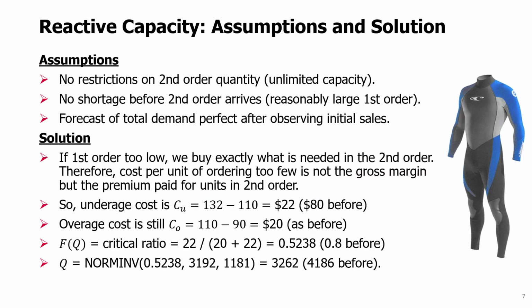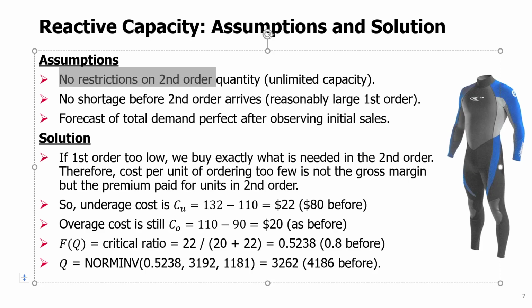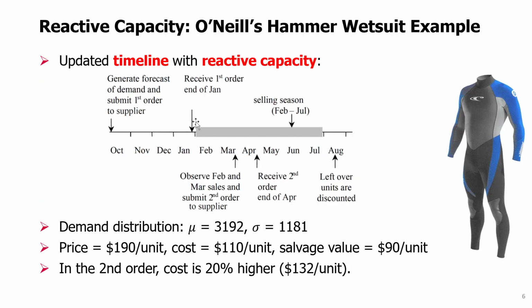So some assumptions we're going to make here in order to be able to evaluate this and learn something from this example, have some managerial insights. So the assumptions will be there is no restriction on the second order quantity, right? We don't put a maximum limit here. Another assumption is that there will be no shortage before the second order arrives, right? So that means that the first order will be reasonably large and it will be sufficient, right? So if you go back, the first order which we receive here should last us at least for half the season, right? At least with a close to 100% likelihood.